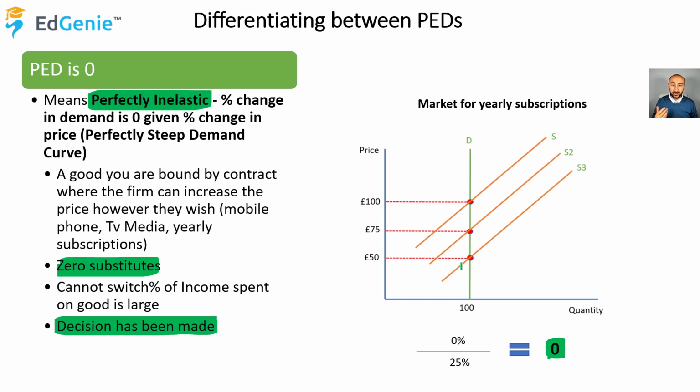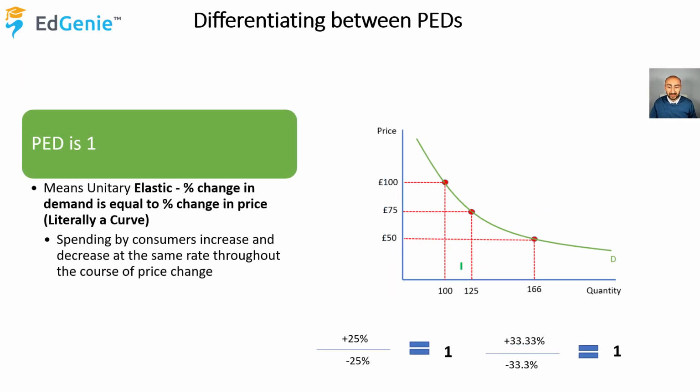Moving on to this one here, where the price elasticity of demand is 1, and we call this unitary elasticity. And this is where the percentage change in demand is equal to the percentage change in price. So if price goes down by 25%, then demand goes up by 25%. So elasticity is 1. So it's unitarily elastic. Okay, so the spending by the consumers increases and decreases at the same rate throughout the course of the price change. Again, we can see here everything is moving in tandem.